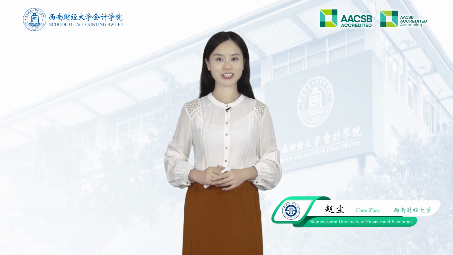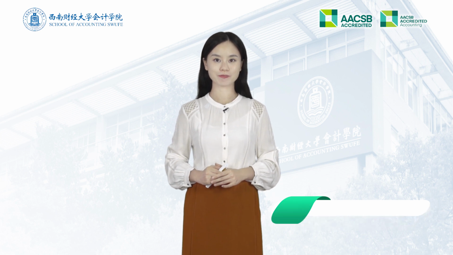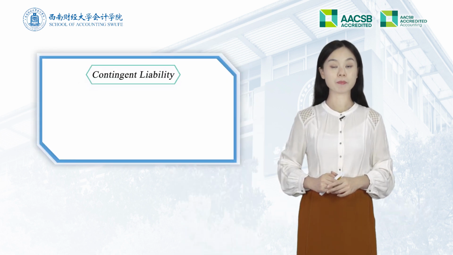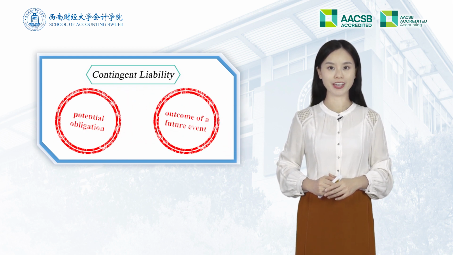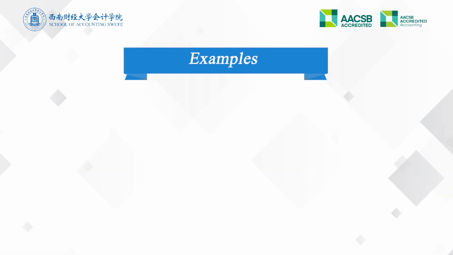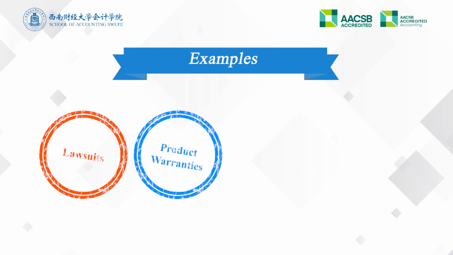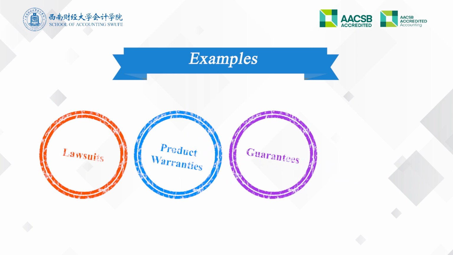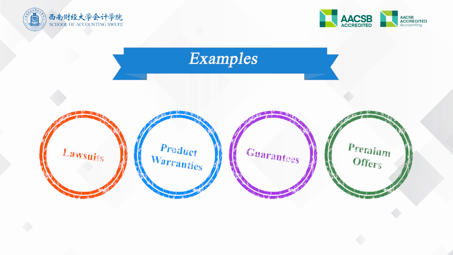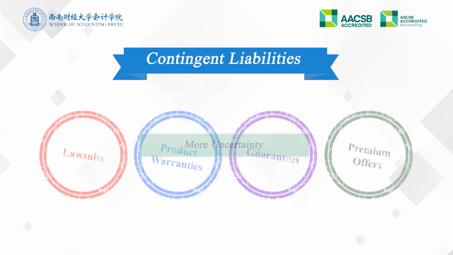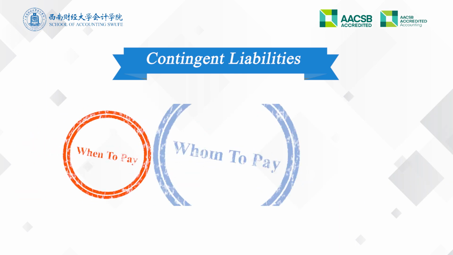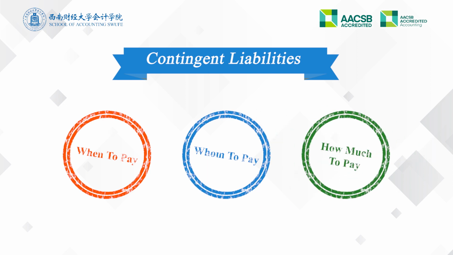The topic of this lecture is contingent liability. A contingent liability is a potential obligation that depends on the outcome of a future event. Examples include lawsuits, product warranties, guarantees, premium offers. Compared to liabilities we previously introduced, contingent liabilities involve more uncertainty with respect to when to pay, whom to pay, and how much to pay.